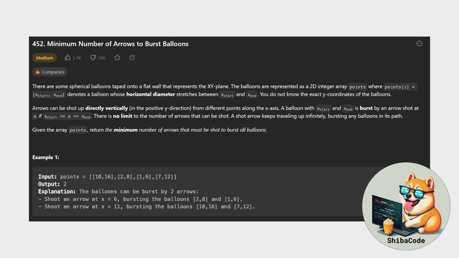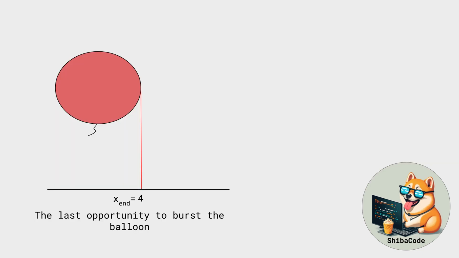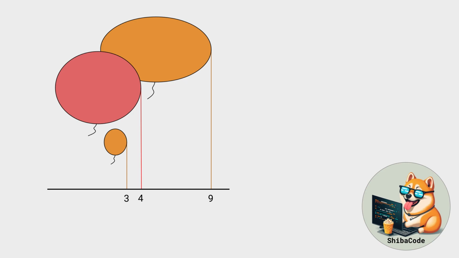To solve this problem, it's important to remember that every balloon must be burst eventually at some point, and that the x-end value of each balloon can be thought of as the last opportunity to burst it with an arrow. Using this information, if it's possible to burst a group of balloons together, the last opportunity to burst them all is simply the minimum of their x-end values, which is equal to 3 in this example.